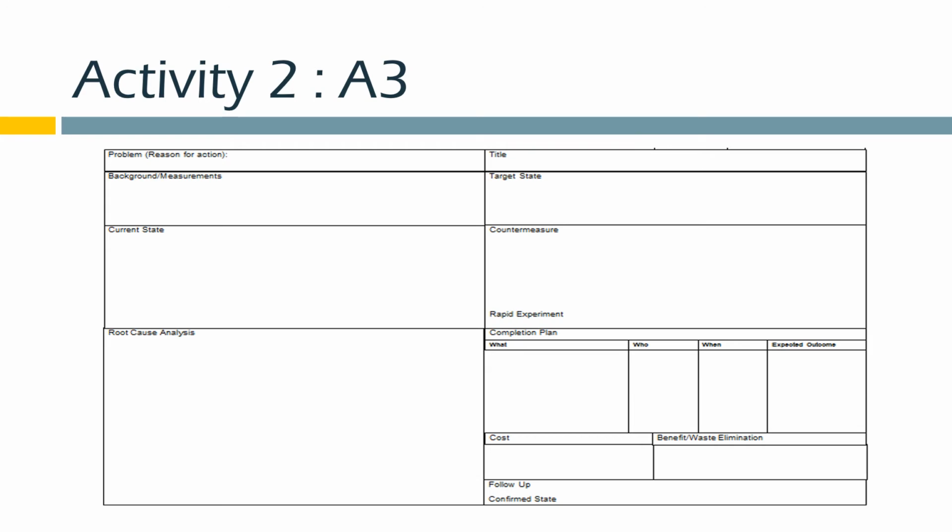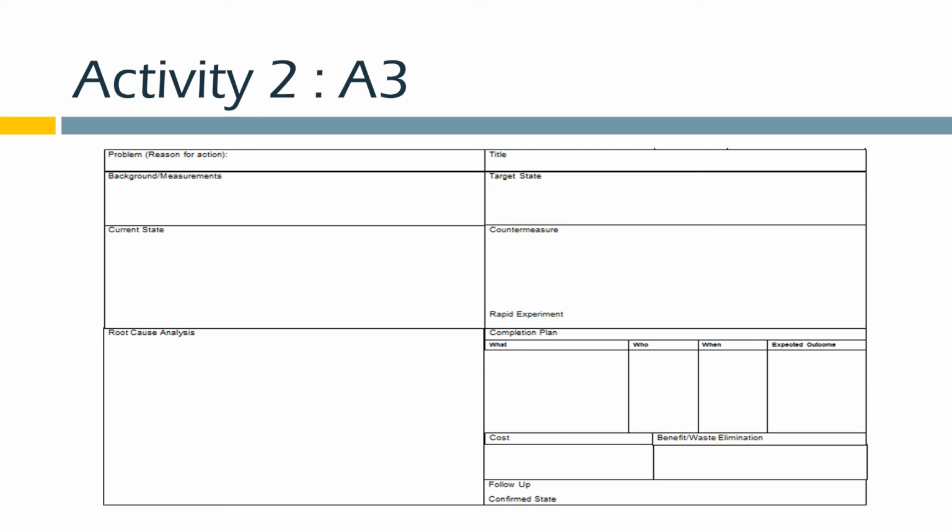Write down the current state of the problem and of the project, the process, how it has been doing these days. Write down the root cause analysis after that. So identify 5 to 6 different points that cause the problem. And then after that, write down the target state. What do you want to achieve, or what should be the target state?